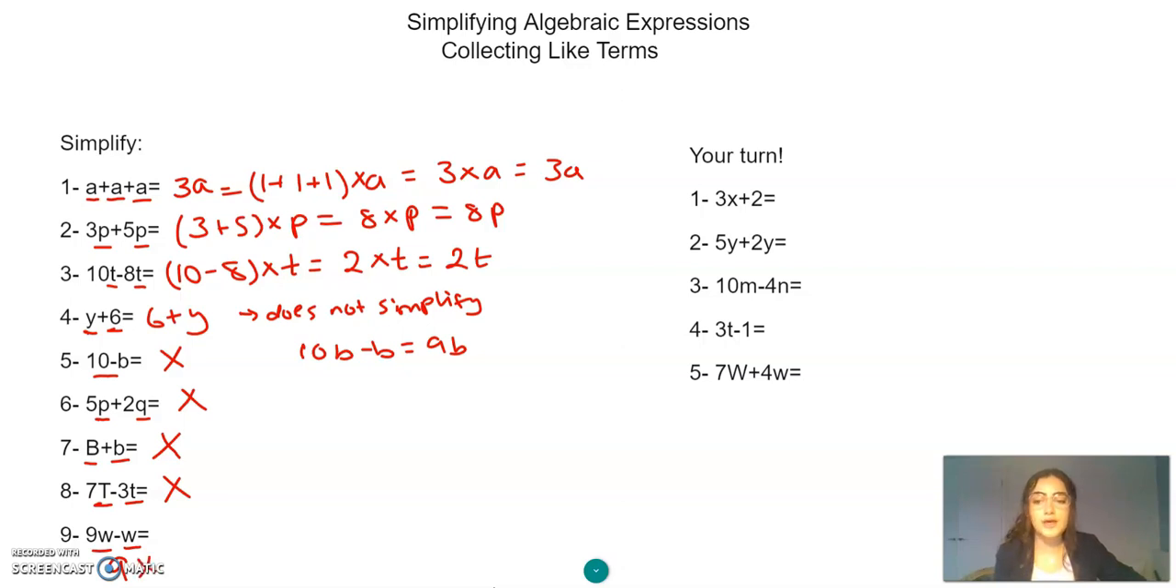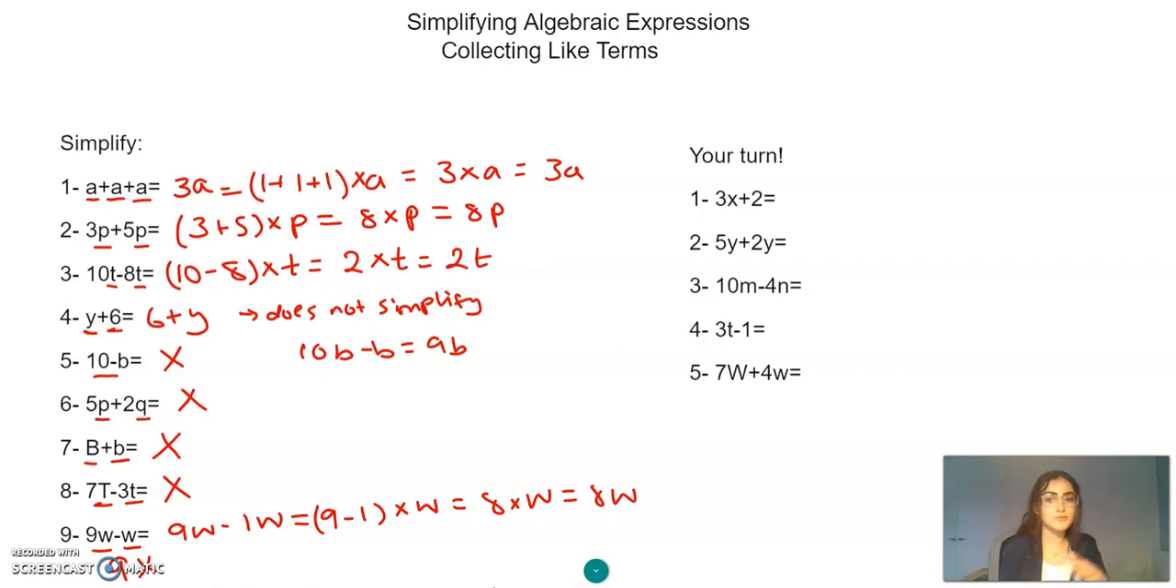So here, what we effectively have is 9w minus 1w. You must never forget that there is a 1 there. So now we do what we did from before. So 9 minus 1 times w, which leaves us with 8 times w, which is 8 lots of w. So there you go. At this point, I would check with them to make sure they're comfortable with all the examples, and if they're feeling confident, then they can try a couple of these examples here.